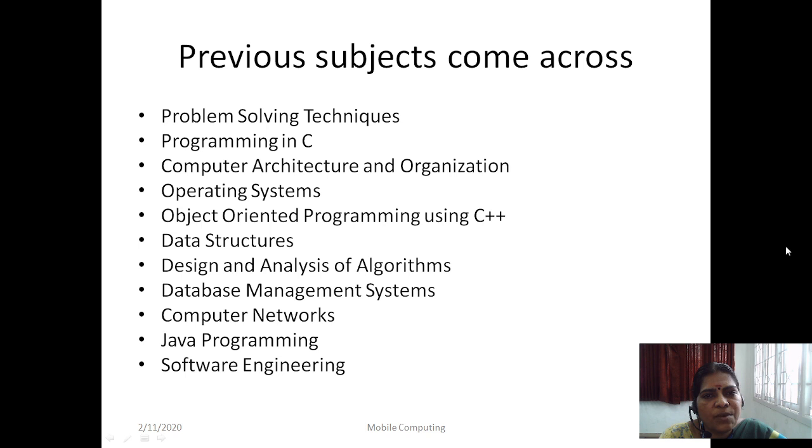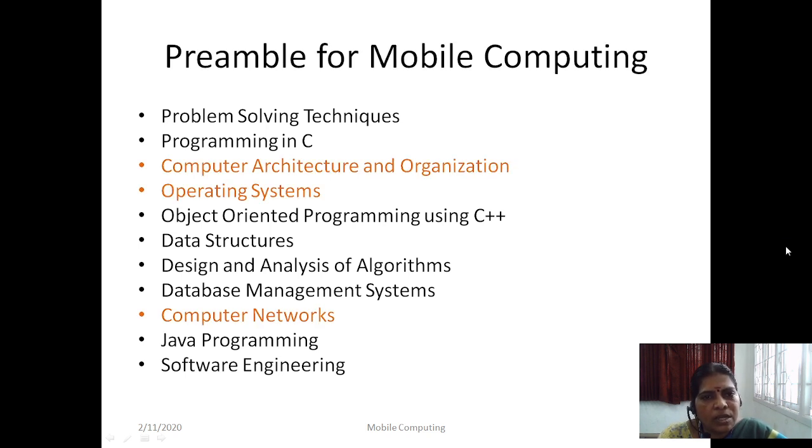So already we have come across the previous subjects which are listed over here. The preamble for mobile computing from the given list are computer architecture and organization, operating systems, and computer networks. So these three subjects act as a preamble for mobile computing. If you are having better knowledge in these three subjects, then it is easy for us to follow mobile computing.